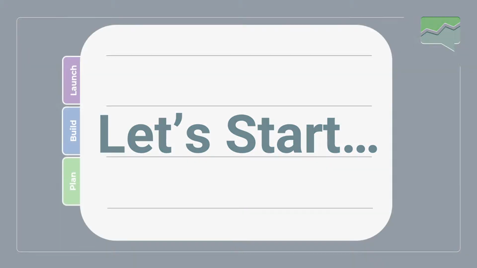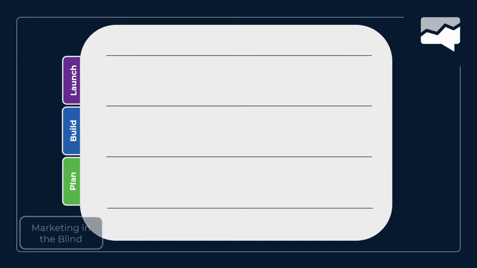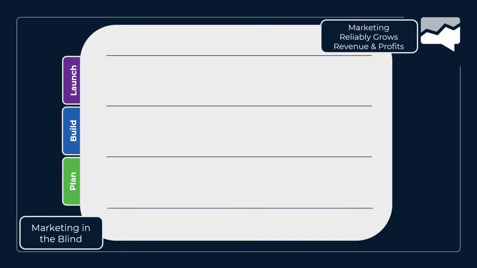Now, we're going to go ahead and dive right in as we always do with the framework. Remember, we're all marketing blind. We're trying to get to a point where we're just using a system. We're producing the results we want, which is revenue and profits. So what is the system? What activities do we focus on?